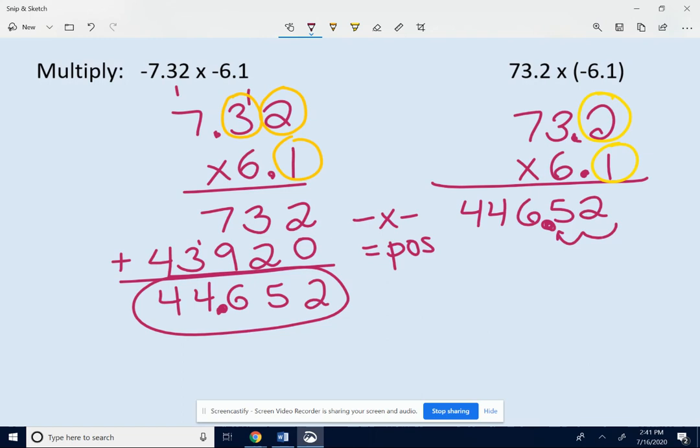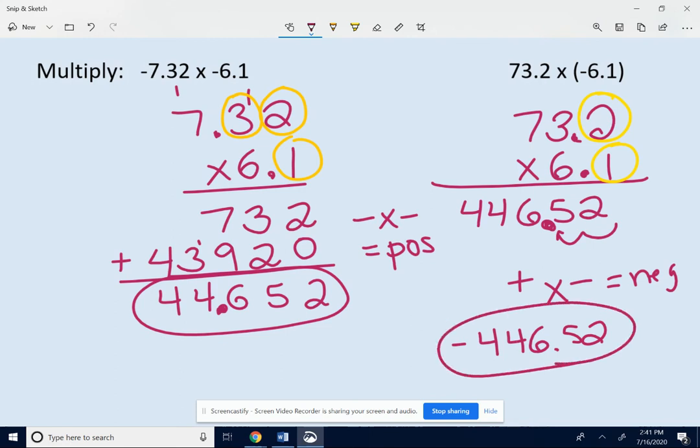We're almost done. Now we need to think about the sign. We have a positive times a negative. Whenever we're multiplying 2 numbers and the signs are different, the answer is going to be negative. So this answer would be negative 446.52.